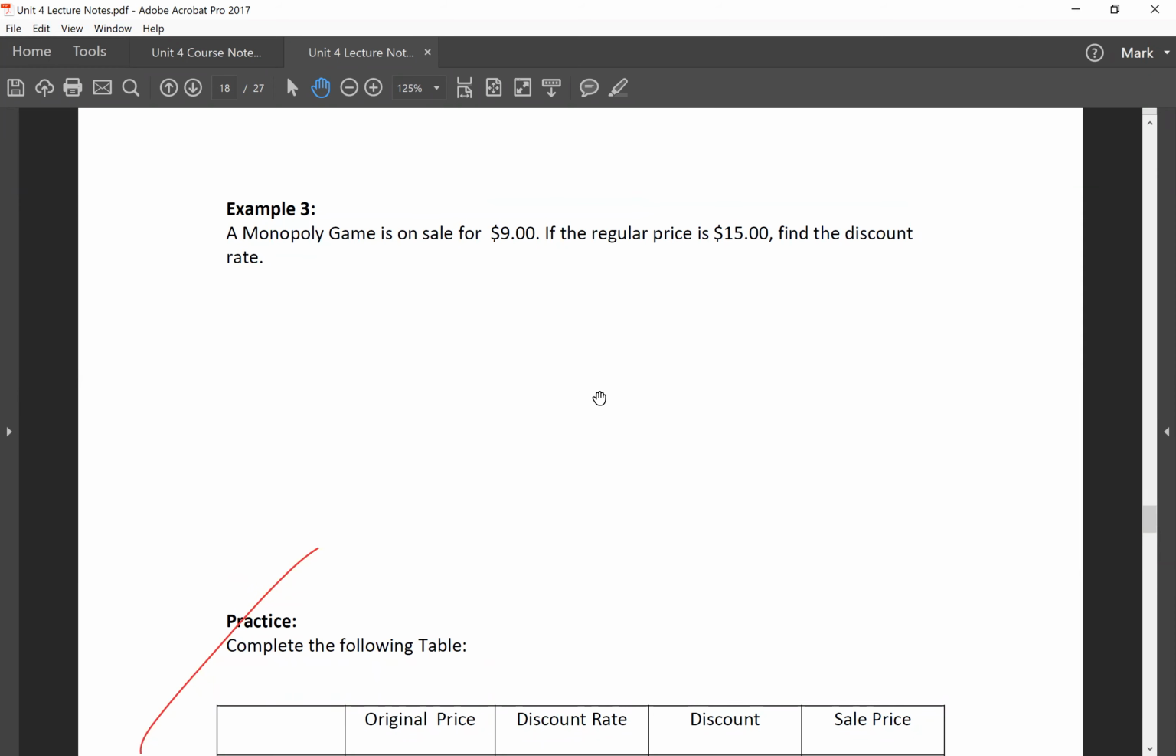A Monopoly game, a board game, is on sale for $9. Okay, so I know my selling price, or my sale price, I should call it. If the regular price is 15, so that's my original price, find the discount rate. So this is like going backwards. What is the discount, and then what is the discount rate? So first thing I need to do is I need to find the discount. I'm going to erase this, but if I'm trying to find the discount, I need to solve this equation.